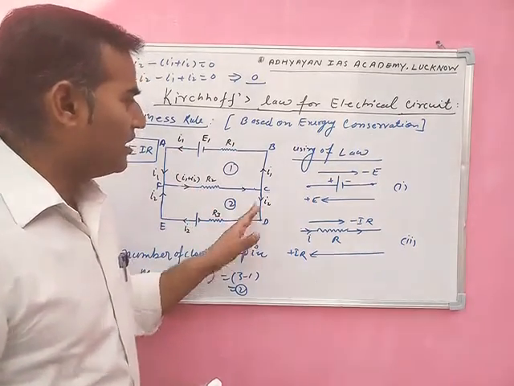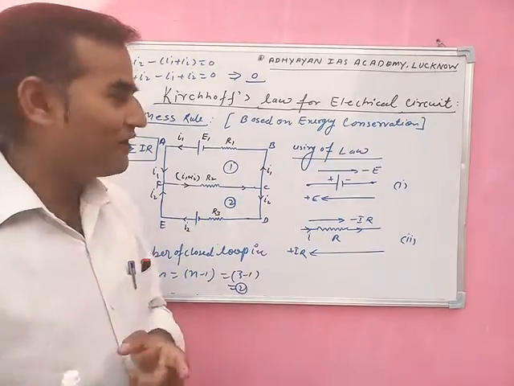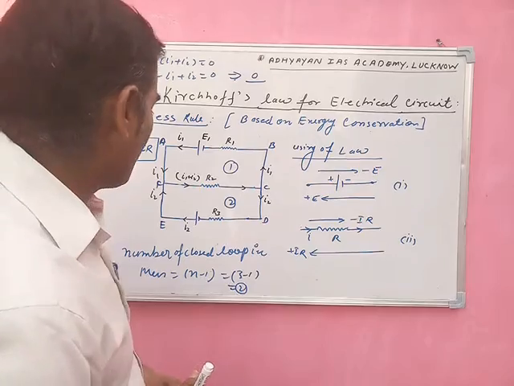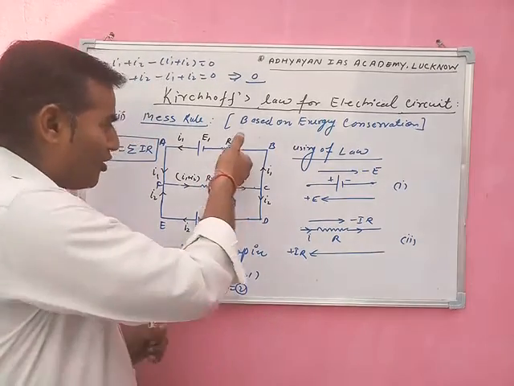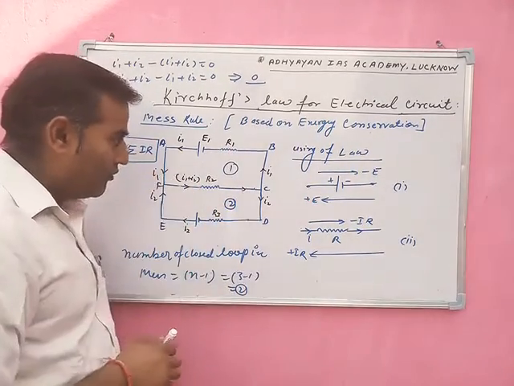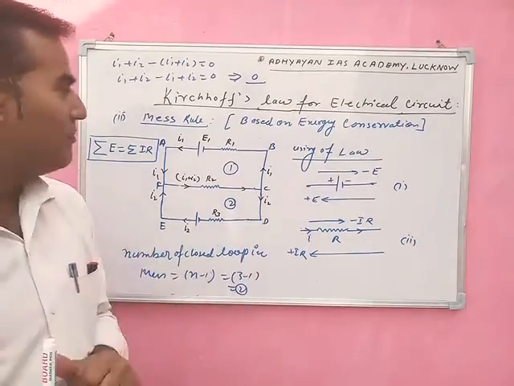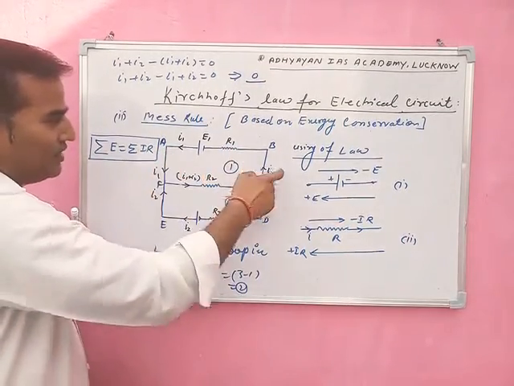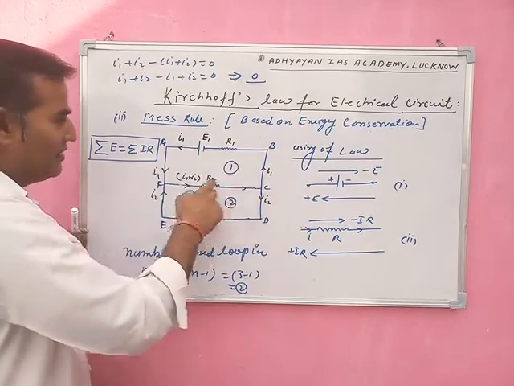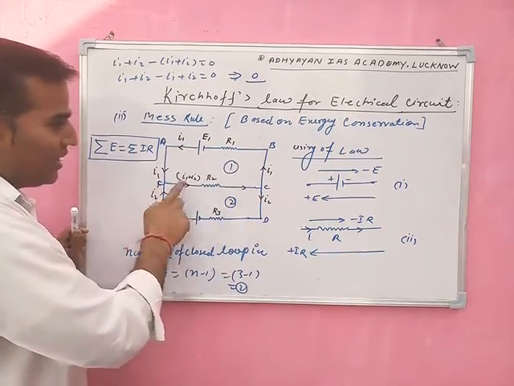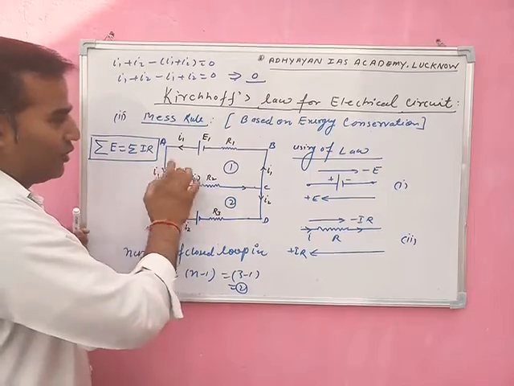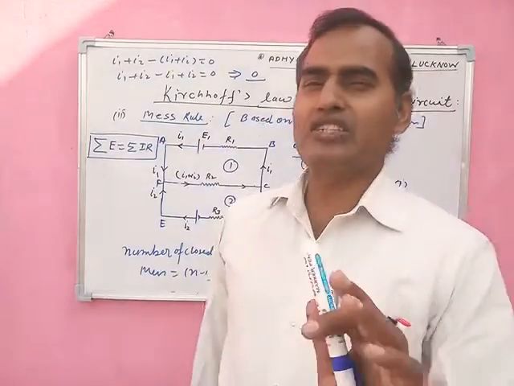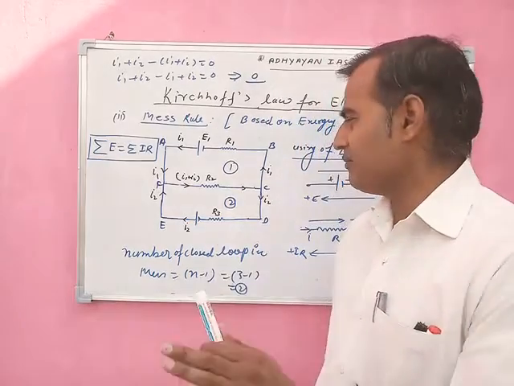and the second, the mesh rule, is applied for the calculation of current and the potential drop across any resistors. So for illustration, according to the circuit, we use different methods for solving. This is one closed loop A B C F A, and another F C D E F. So there are two closed loops, and I am going to apply Kirchhoff's law for the solution of this circuit.